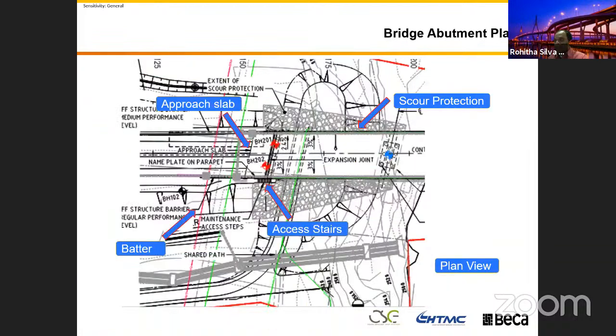And then when you go to the end of the bridge, we call it the bridge abutment. That is where the bridge is interfacing with the road, because you saw in the previous one, the level difference is around 3 to 4 meters.